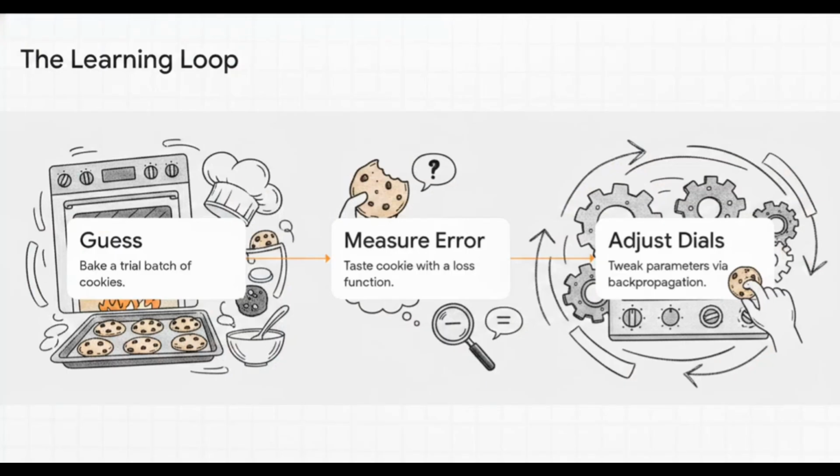It really boils down to a rapid 3-step cycle. Step 1. The model makes a guess. It bakes a trial batch. Step 2. It uses a mathematical loss function to measure the error. Basically, it tastes the cookie to see exactly how far off it is from the ideal target. And step 3, it uses backpropagation to slightly adjust those parameters. Tweaking the oven dials for the very next batch.